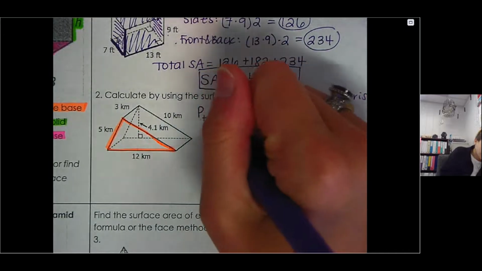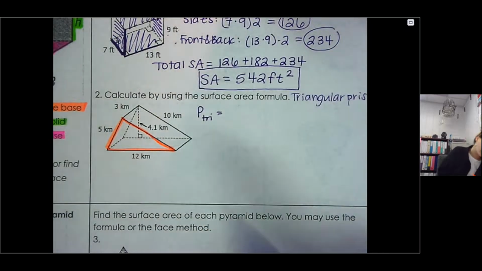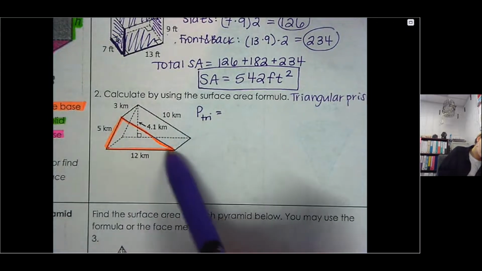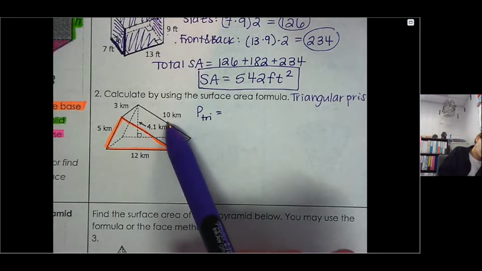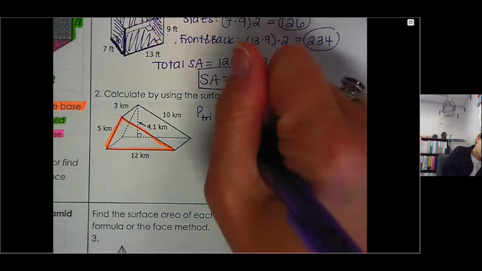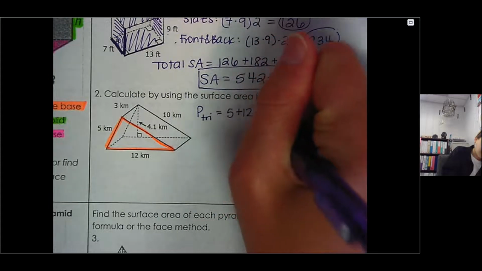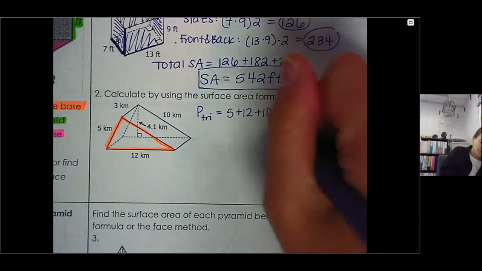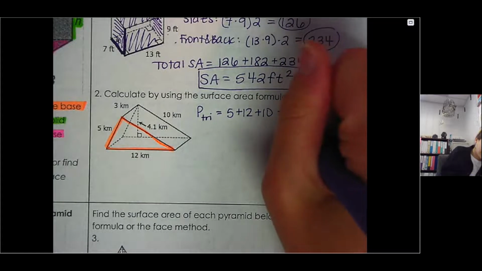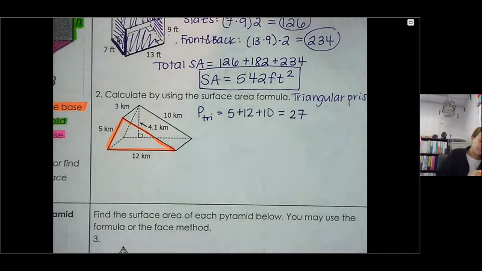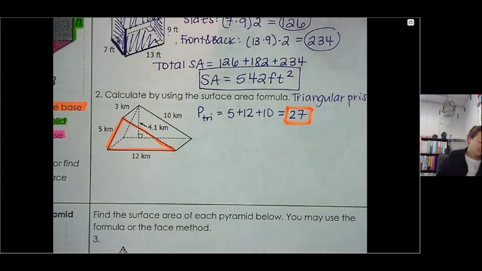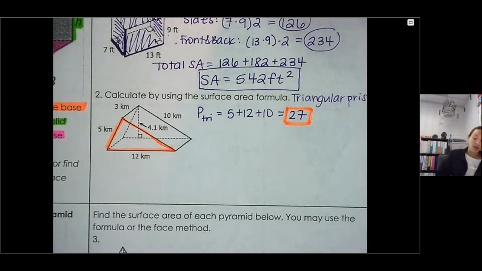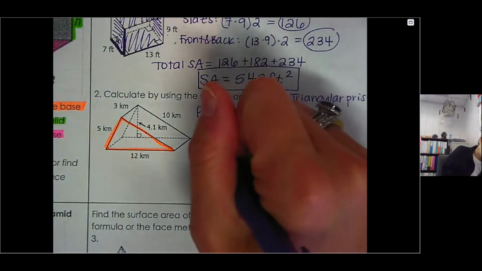Okay, so the perimeter is a perimeter of the triangle, meaning the sides together. So the side's 5, the side's 12. This should be the parallel, so it should be 10. So it's 5 plus 12 plus 10. So my perimeter is 27. There's my perimeter. Easy enough.